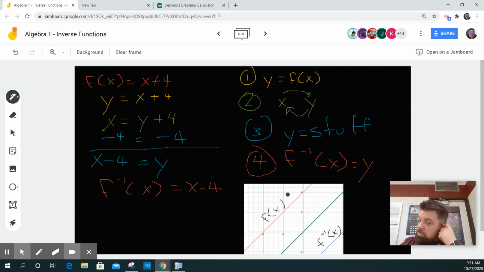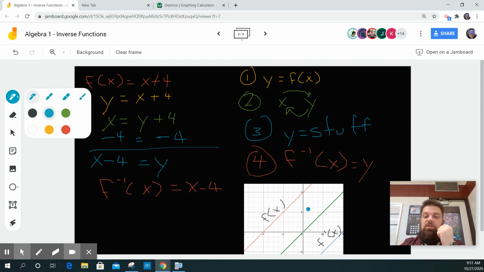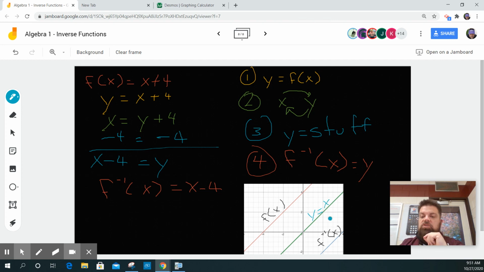They're always going to be symmetrical about this y-axis, or I mean not y-axis, this diagonal. So this one here is just y equals x. So anytime you graph the inverse of a function, they're always going to be symmetrical about that diagonal line.